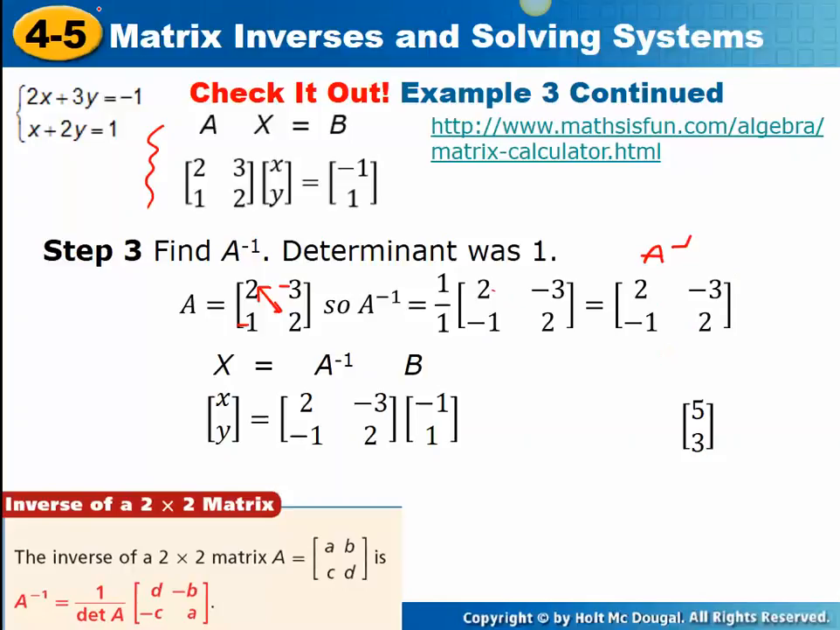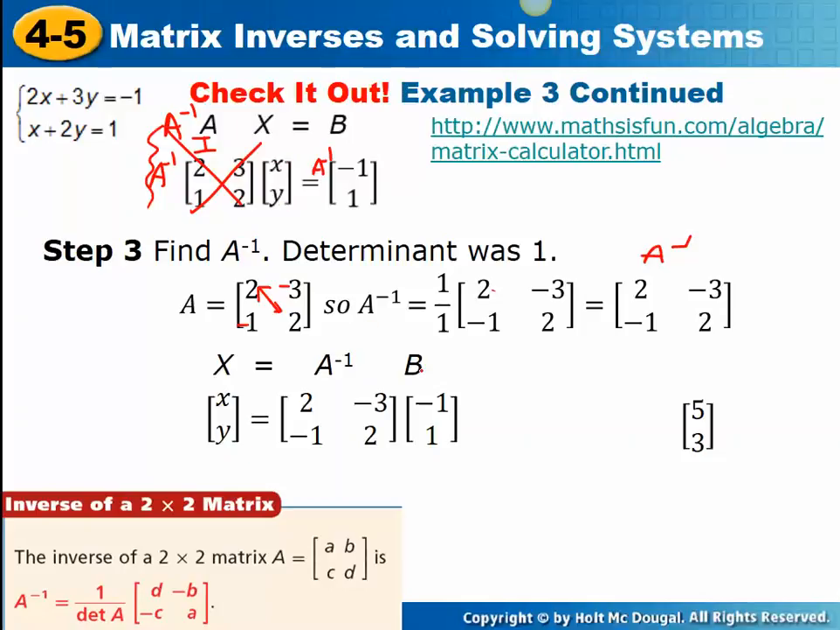And then to solve, remember what we do is we multiply both sides by the inverse. But the inverse of A times A is just the identity matrix. So these cancel and you're left with the variable matrix of x over y.